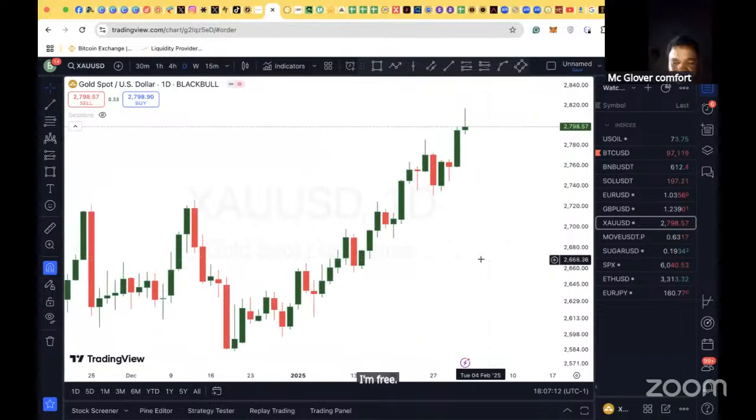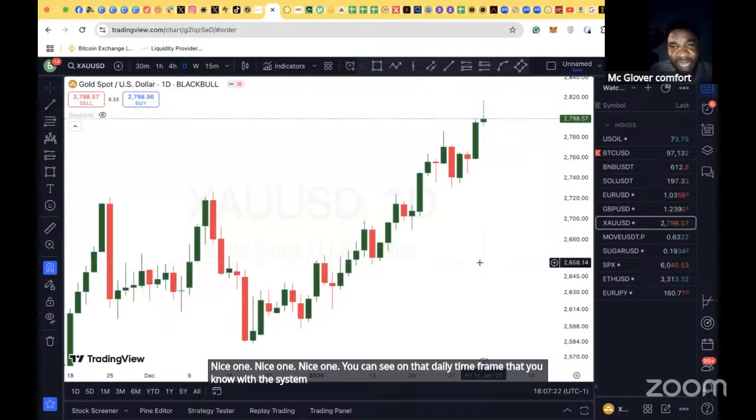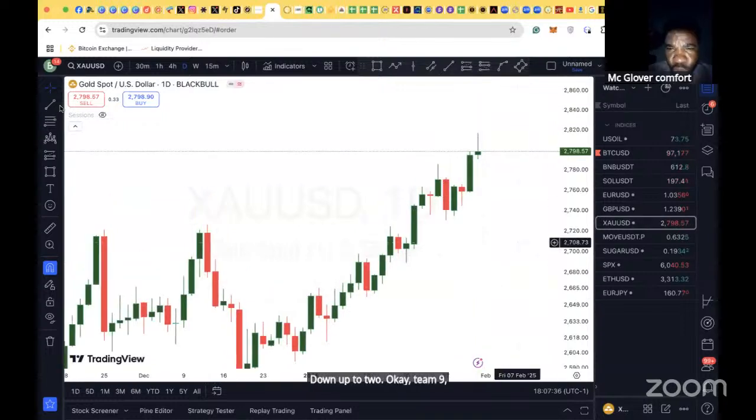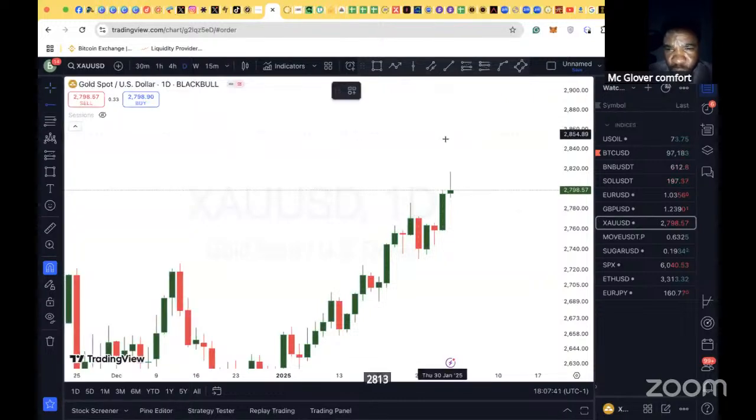You can see on that daily time frame that the system has retraced back again. So tomorrow we are about to start from where it stopped, down up to 29, up to 2813. That is where we are going to take profit tomorrow.